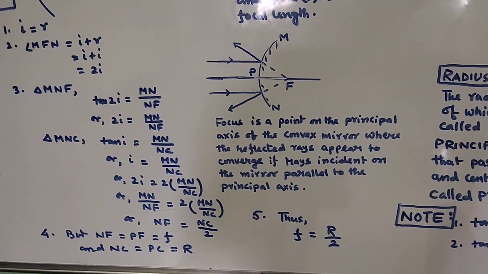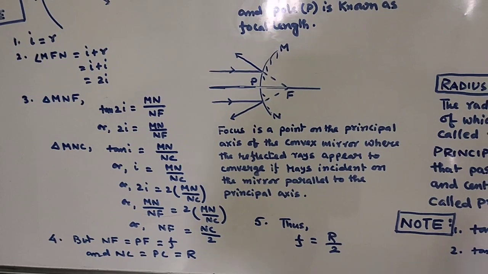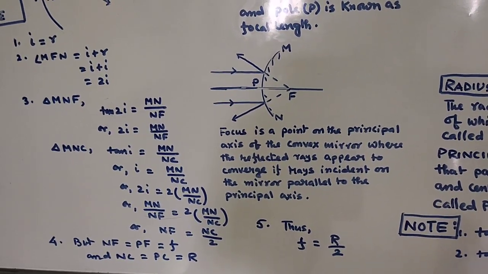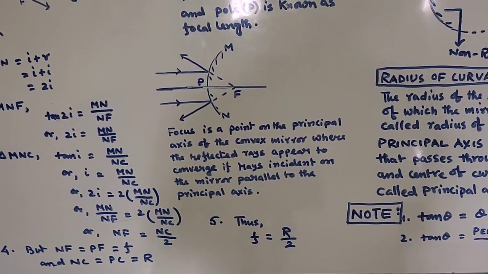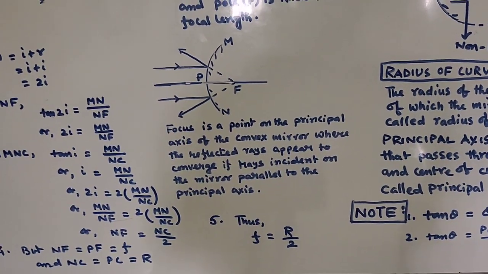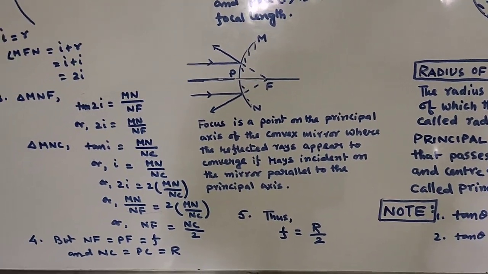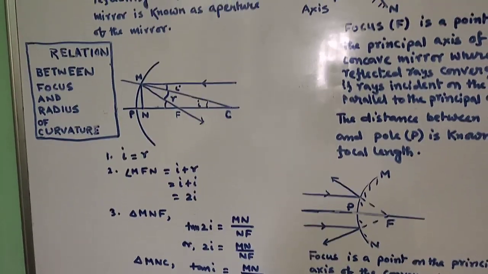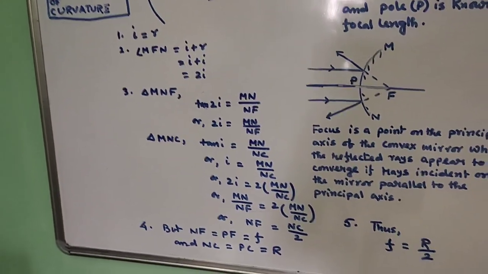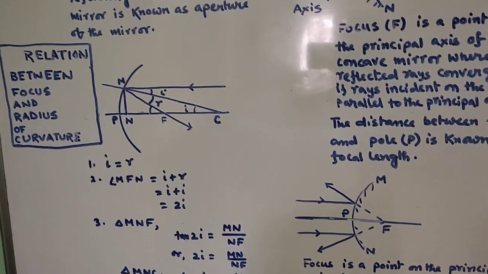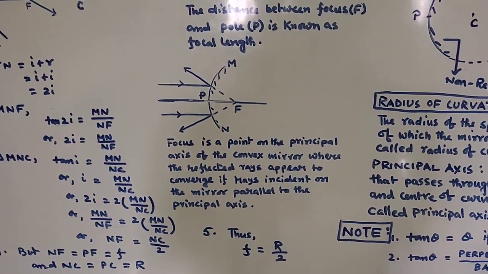So if you substitute 4 in 3, in place of NF this is your f, and in place of NC that is your R. So f equals R by 2. And in your class 10 syllabus you have to use this relation in the numericals, f equals R by 2. I am giving the extra part, how it comes out, but this derivation is not included, rather it is in class 11. So if you are interested you can check it out, otherwise you use directly this relation, f equals R by 2.